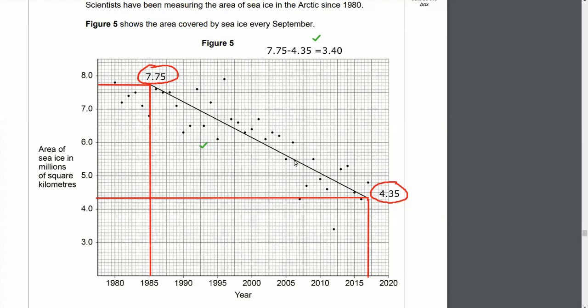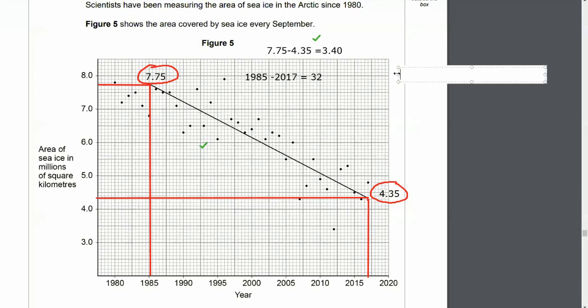Now they want the rate of the loss. It's gone down, so the ice has been shrinking, but they want the rate. Whenever they use the word rate, it means you have to divide by time. So we need to divide by the time. We've got 1985 going up to 2017. So again, we just need to find out how many years that is. And if you do that, you're going to find out that 17 plus 15, we have 32 years.